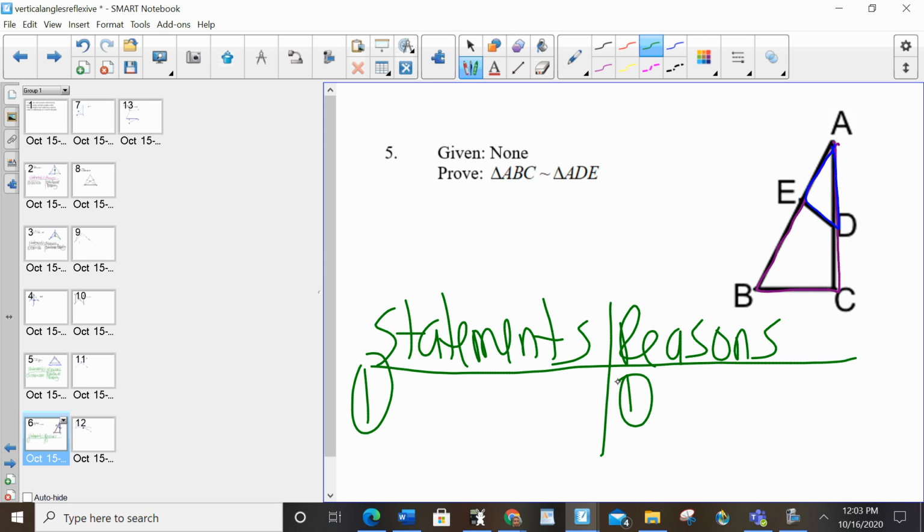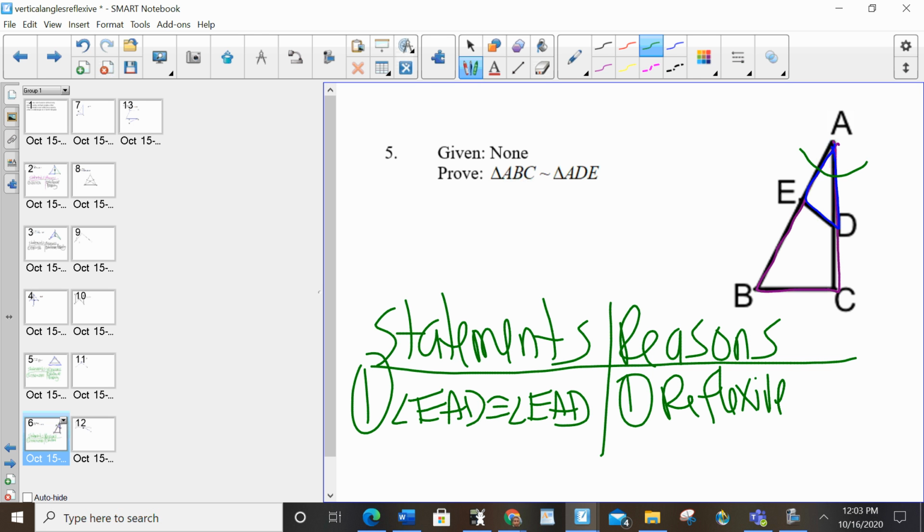So take a look if you haven't already. My side or angle that's in both triangles is angle A. Angle A is in the purple triangle, angle A is in the blue triangle. So I'm going to say that angle EAD is congruent to angle EAD, and my reason is reflexive property.